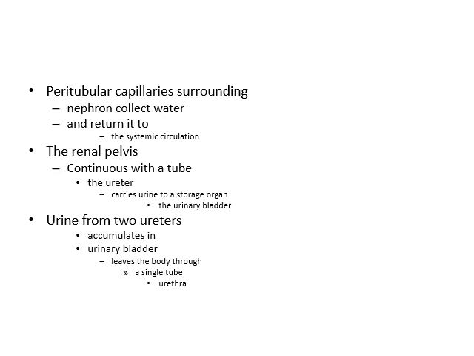The renal pelvis is continuous with a tube that is known as the ureter. Your body has two ureters that carry urine to a storage organ known as the urinary bladder. Urine forms from two ureters as you have two kidneys. So each kidney will have a separate ureter that accumulates urine into the urinary bladder. So you have a single urinary bladder that leaves the body through a single tube known as the urethra.